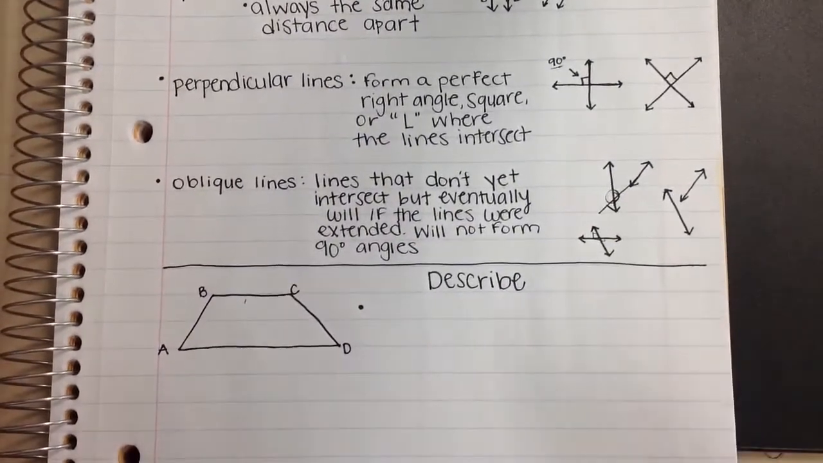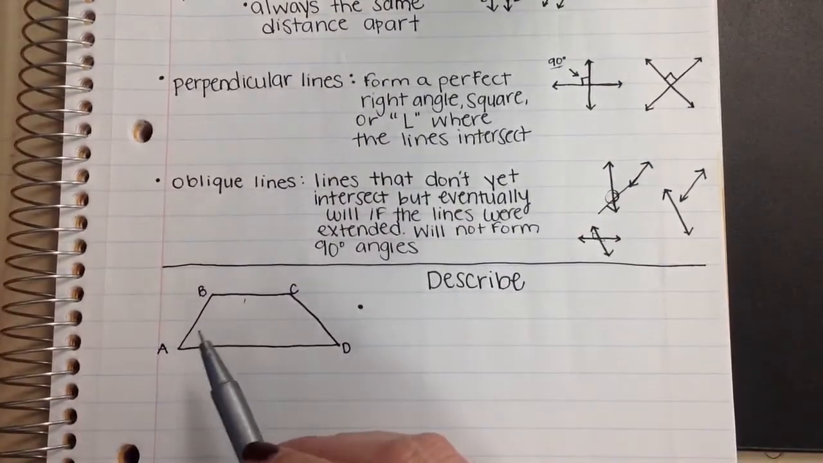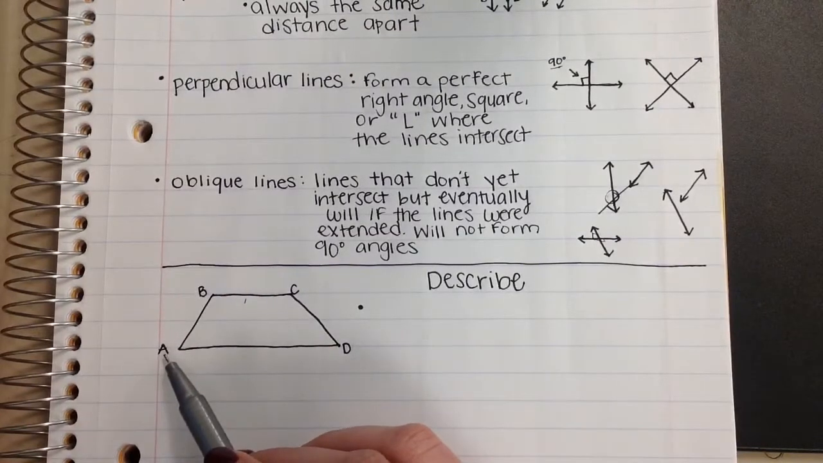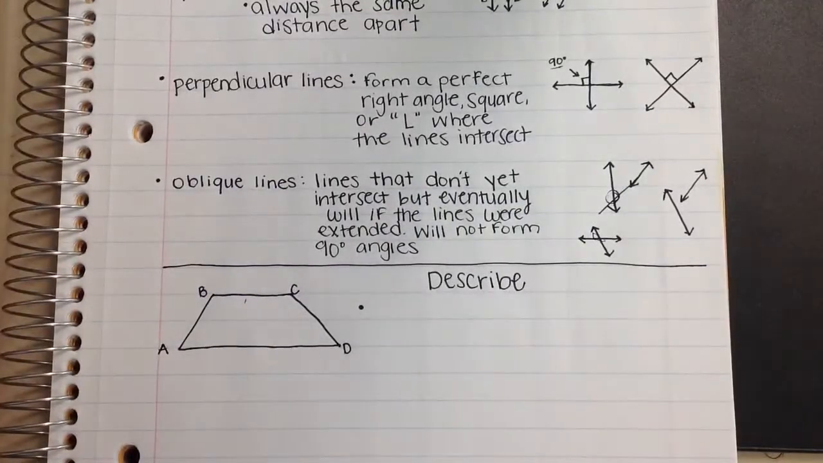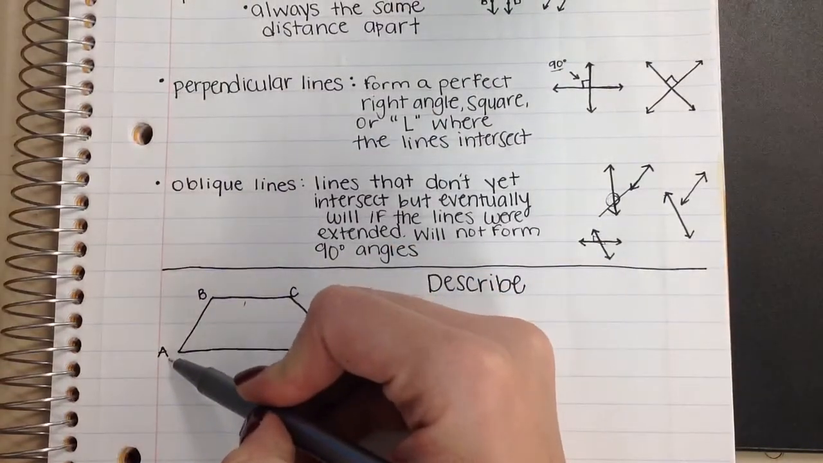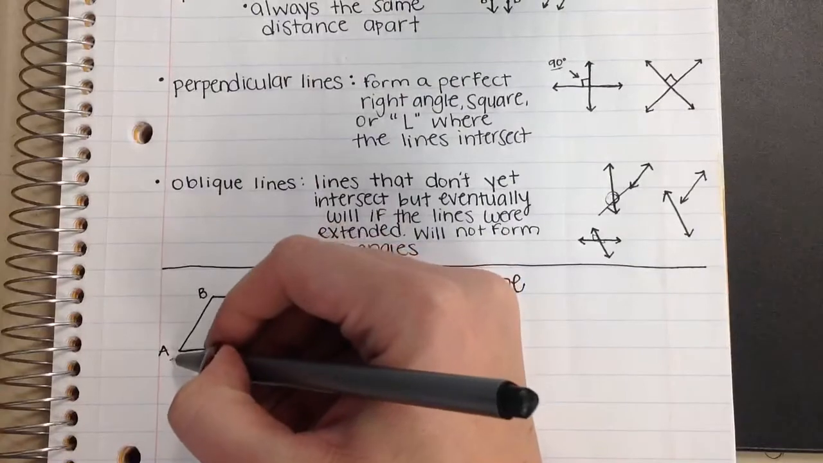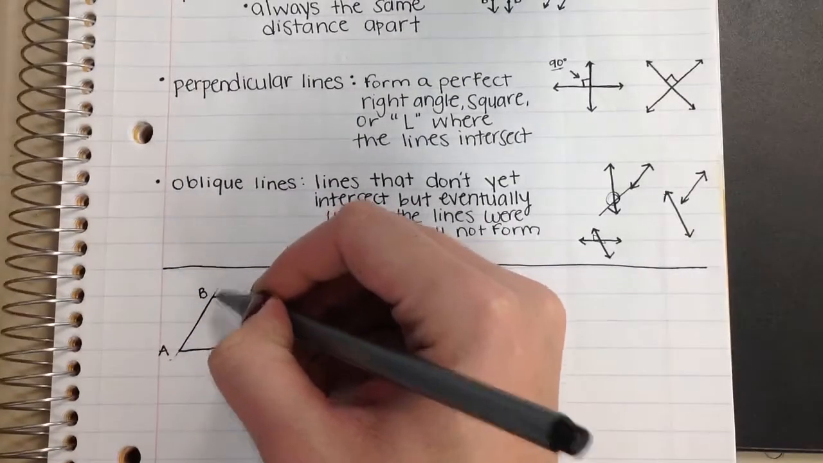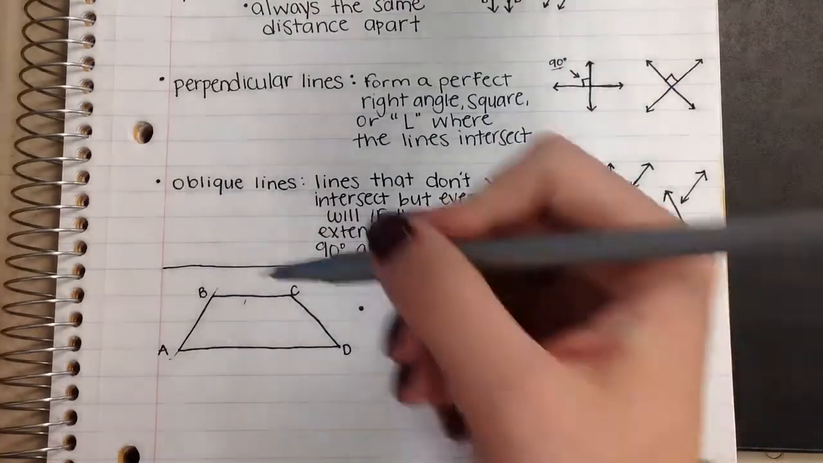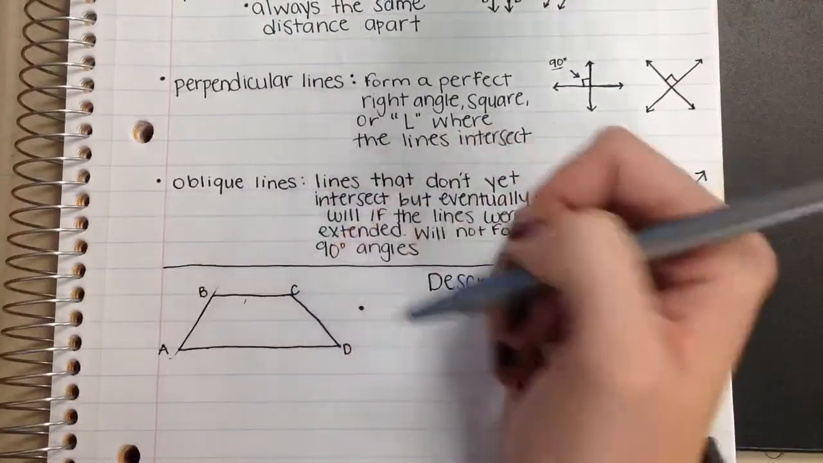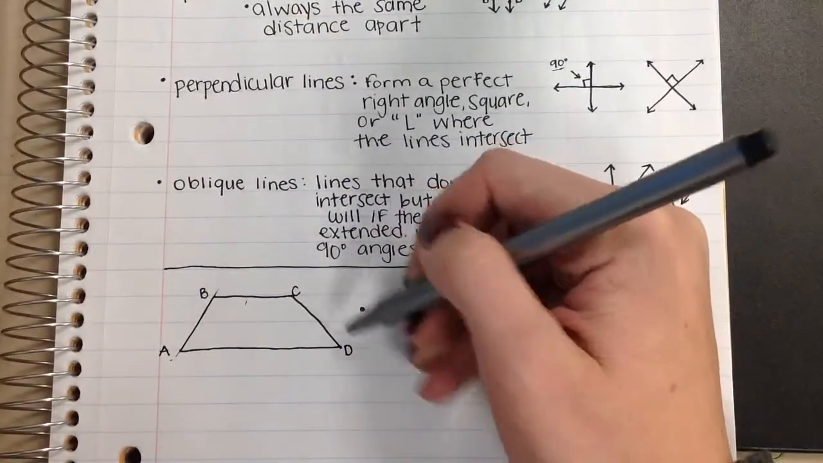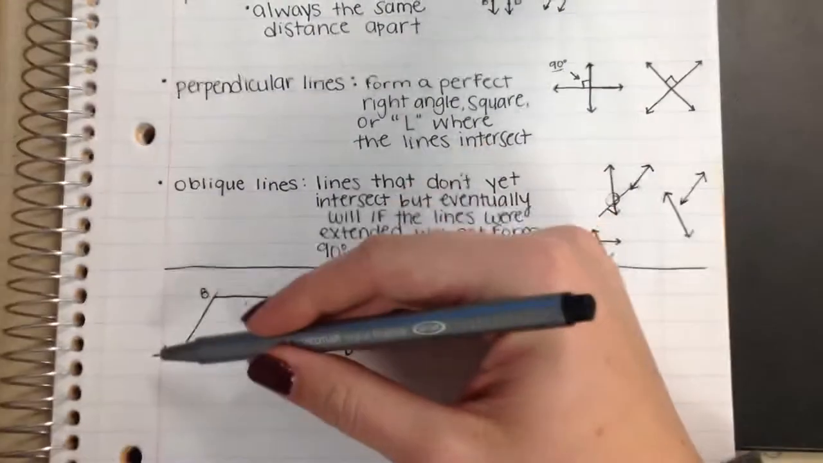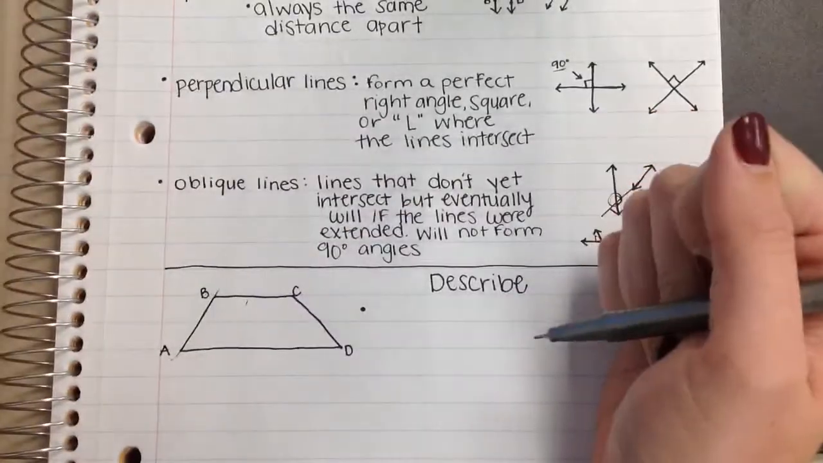Alright, I would like for you to draw this shape in your notebook. This is a trapezoid, and please label the corners A, B, C, and D. We're going to think about some different ways that we can describe this shape. Remember that each line has a name, so from here to here is line AB. Because it can be extended, it is line AB. From here to here is what we call BC. From here to here is what we call line CD. And from here to here is what we would call AD.